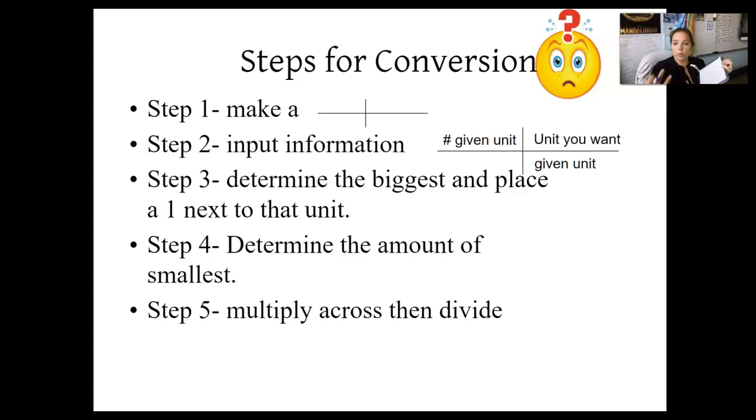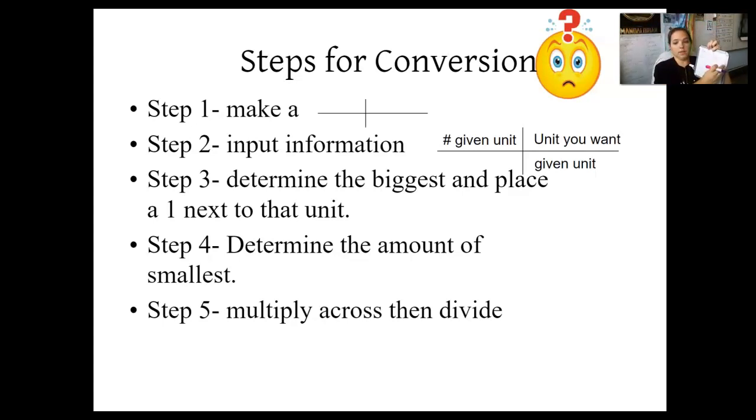So first things first, when you're given a conversion, the first thing you should do is make just the box. Why? That makes no sense. Trust me, it helps you out, especially if you're not that great with math. The next thing you're going to do is input the information. Say I'm going to start with 78 grams. I have 78 grams of something, and I need to go to a kilogram. So I'm going to put that right there.